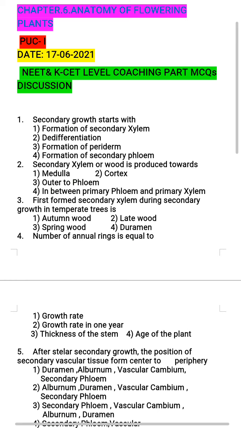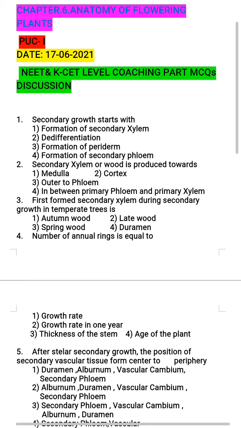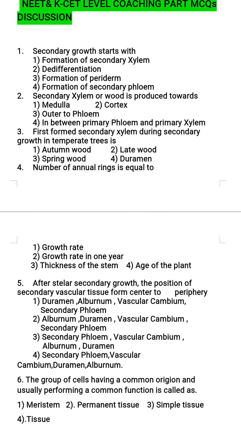The cambium is generally more active on the inner side than the outer side. As a result, the amount of secondary xylem produced is more than the secondary phloem, and it soon forms a compact mass. So this is the correct explanation for this question. Now let's move to the third question.